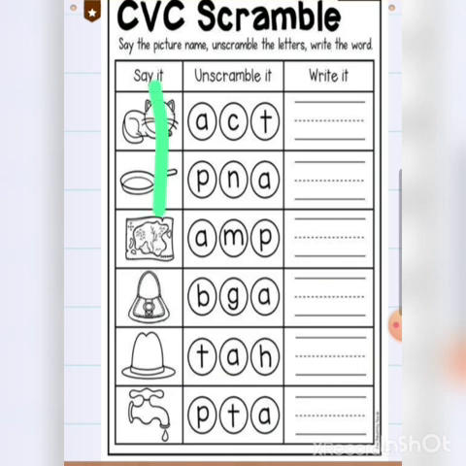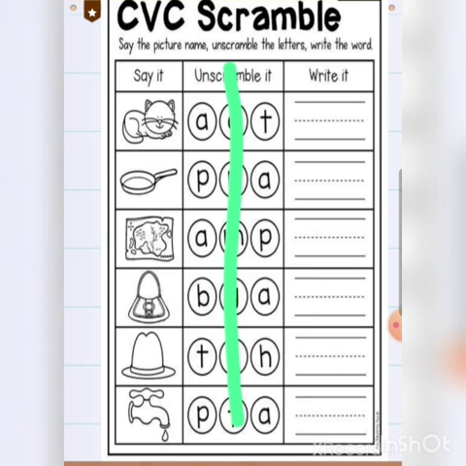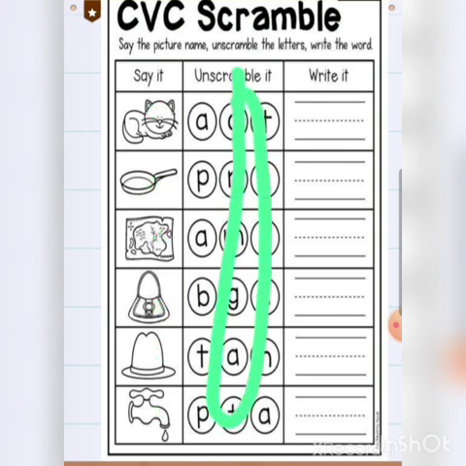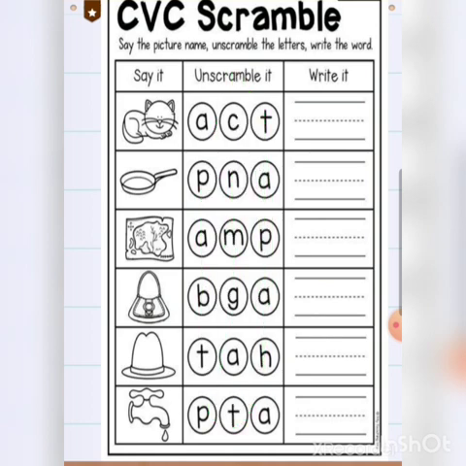So they ask you to first read it, then make the words in the right sequence, and then write the correct spellings of the words in this block. Let me read it for you first. Say it. Cat, pan, map, bag, hat, tap. Now in the next block, all the spellings are in a wrong sequence. Now you have to write it in the correct sequence in this block where it is written right here.